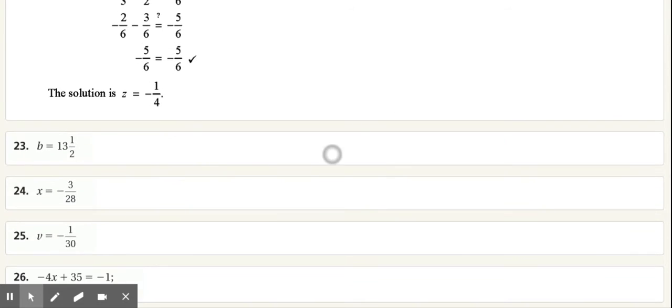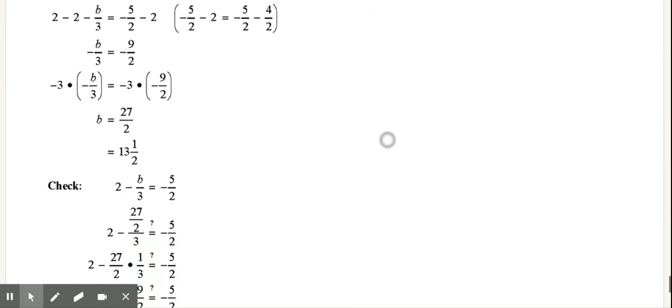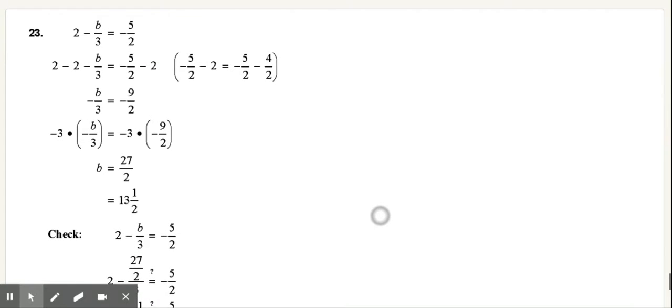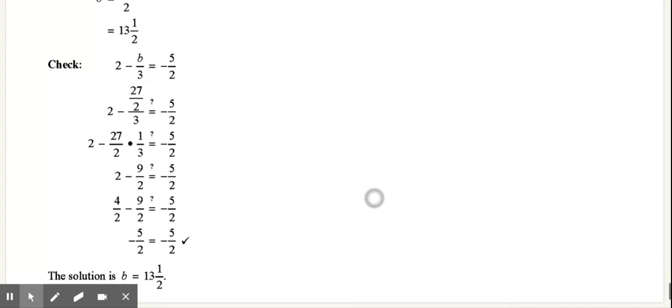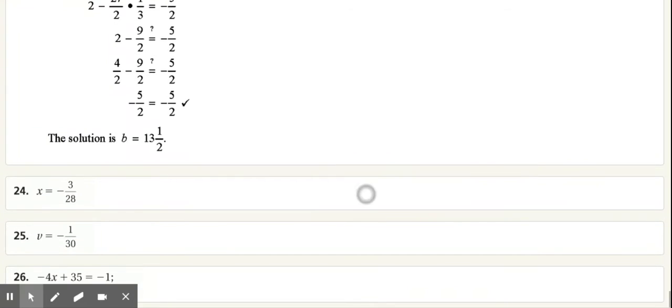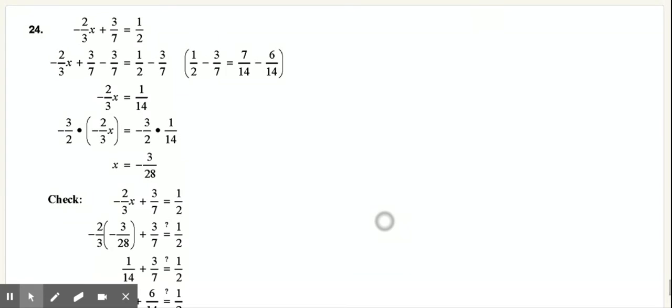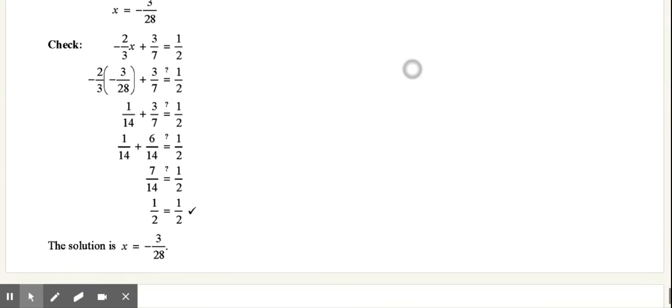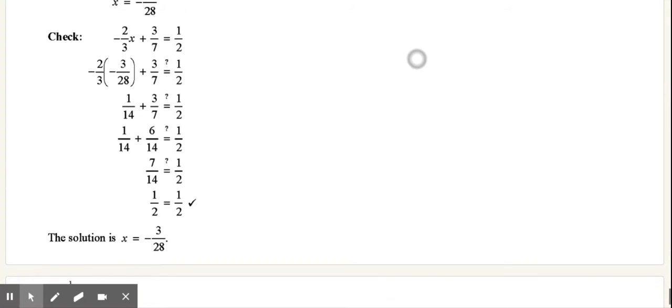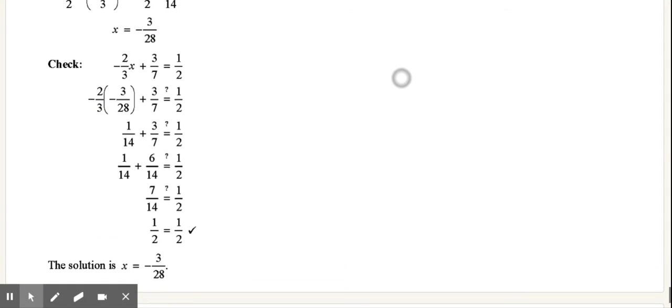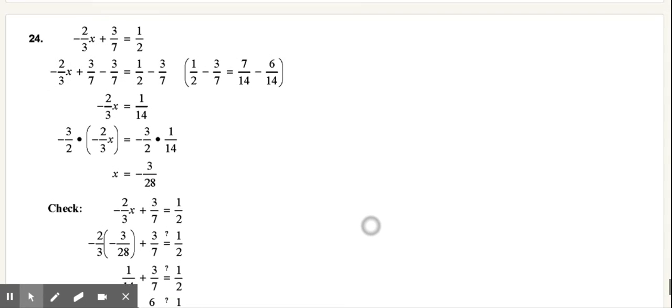23. B is 13.5. And there's the check. 24, x is negative 3/28. And then there's the check for that. So the solution is x equals negative 3/28.